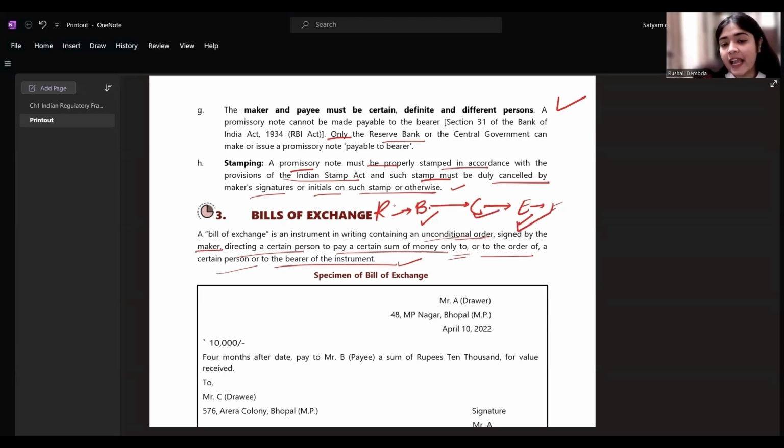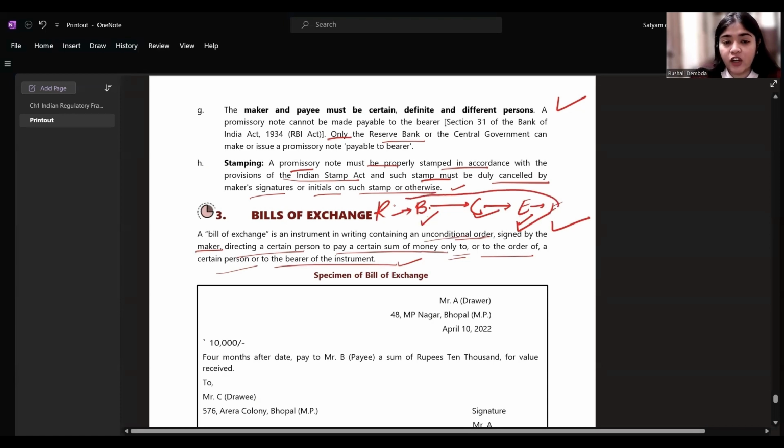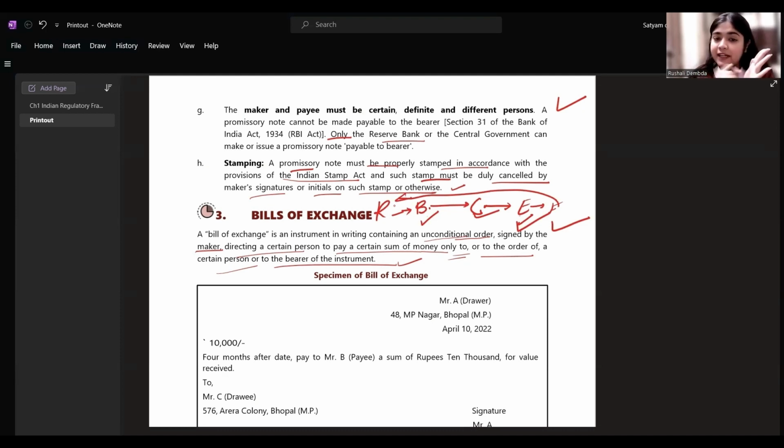C has written that I have endorsed it to E. E has written as I have endorsed to F. Now, what F will do is, F is going to come on the date of payment. When the due date of the bill of exchange is there, F will come to R and will ask for the money. And R will see that these endorsements are done. B has sent to C, C has sent to E, has given to F, whosoever is the bearer. Now, F is the person who is going to get the money.